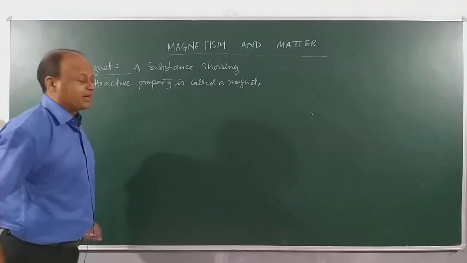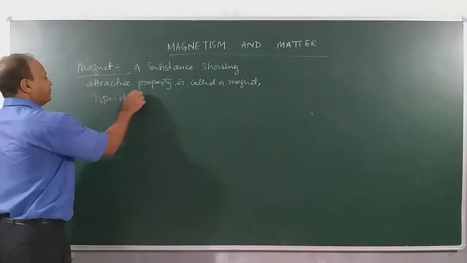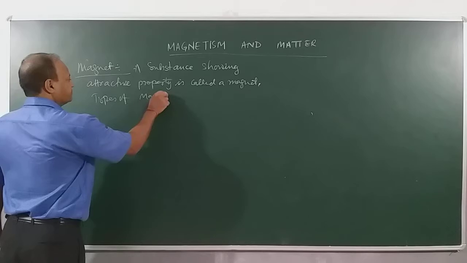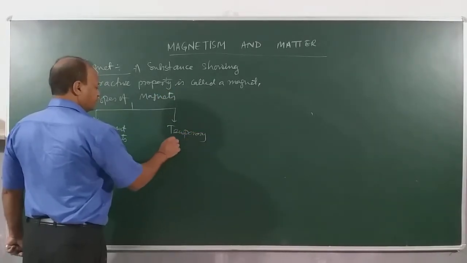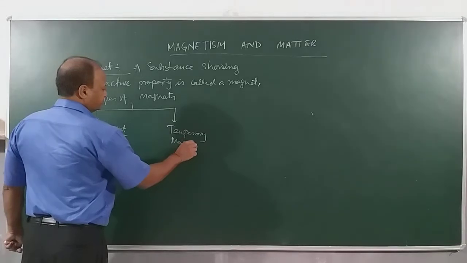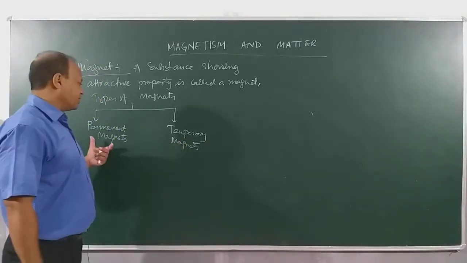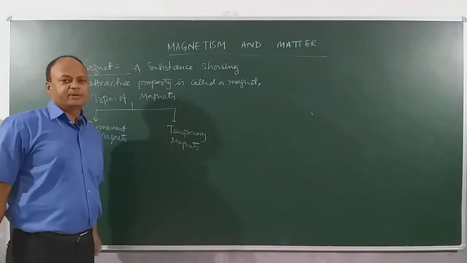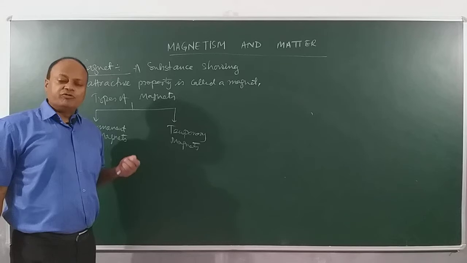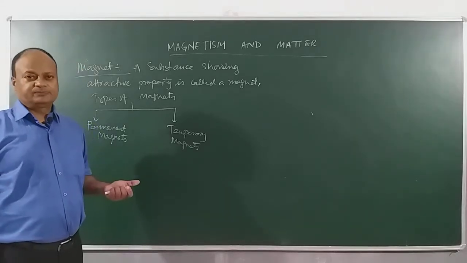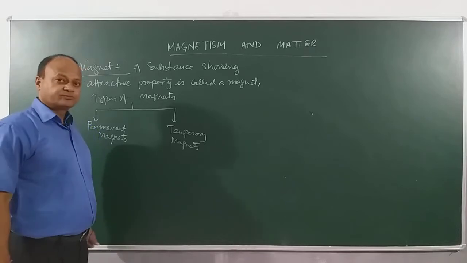So, how many types of magnets do you have, children? Types of magnets, and then we have temporary magnets. Children, generally we deal with two types of magnets. One is permanent magnet, the other is temporary magnet. A permanent magnet is the one which occurs naturally as a magnet. For example, lodestone, right? Magnetite.